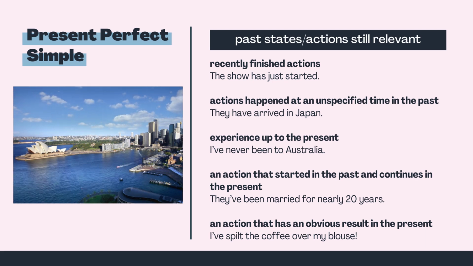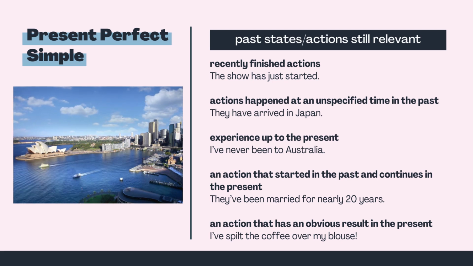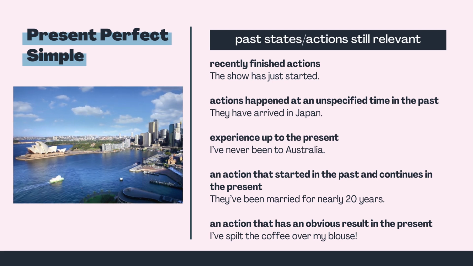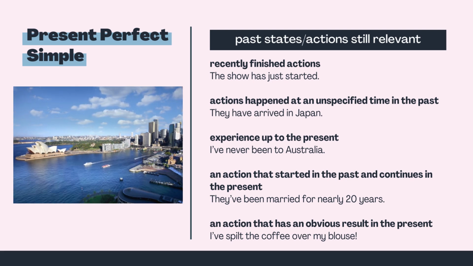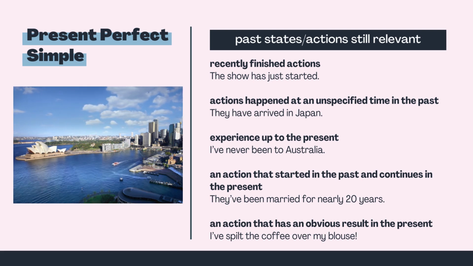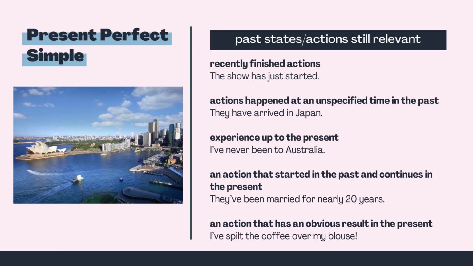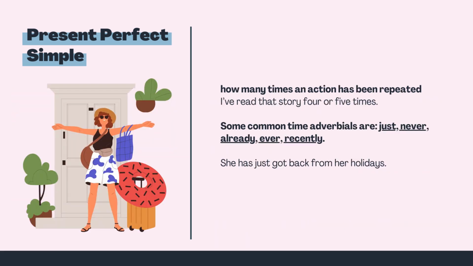To describe an action that started in the past and continues in the present: they've been married for nearly 20 years. And this tense is used to talk about an action that has an obvious result in the present. I've spilled the coffee over my blouse. The present perfect is also used to define how many times an action has been repeated. For example, I've read that story 4 or 5 times.